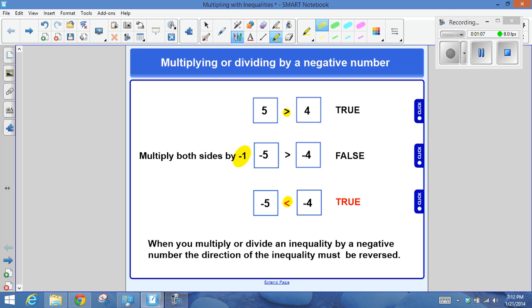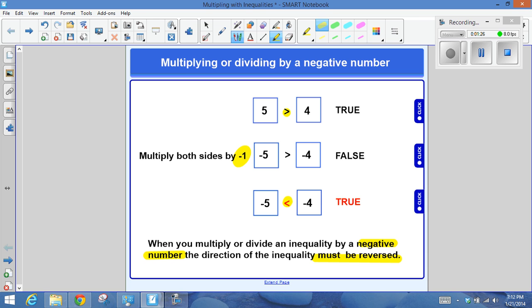So, when you multiply or divide an inequality by a negative number, the direction of the inequality must be reversed. That's very important. You need to write that down. Must be reversed.